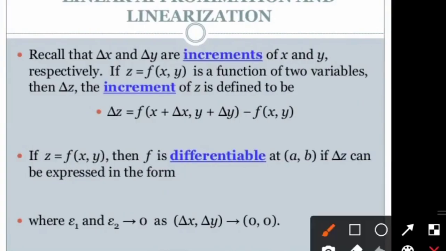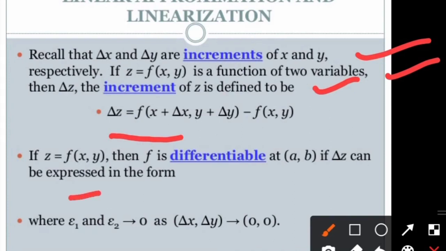Next one, see here. Recall that delta x and delta y are increments of x comma y respectively. If z is equal to f of x comma y is a function of two variables, then delta z, the increment of z, is defined to be delta z is equal to f of x plus delta x comma y plus delta y minus f of x comma y.